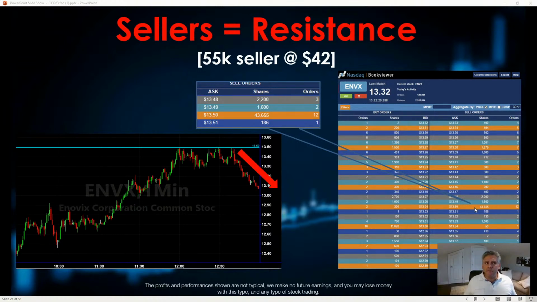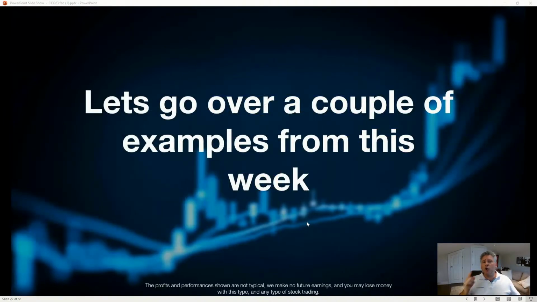Now, I don't know about you, but I would think $13.33 is resistance because some chart told me so, or 13.60 because some indicator told me so, or the 43,000 shares because the NASDAQ exchange has a seller out there at that price. Who do you trust more? The past or the future? Read between the lines, fellow traders.